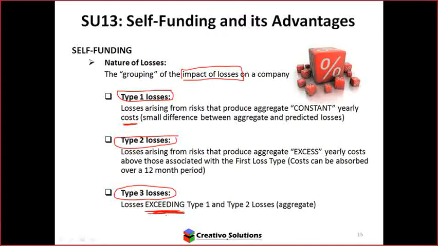Okay, but just remember its severity. So type 1 is low, type 2 is a bit more severe, type 3 is the worst. You don't want type 3 losses to occur because they're exceeding type 1 and type 2. So if we're looking at self-funding, which losses would you be comfortable self-funding? 1 and 2. Why do you say 1 and 2? Because it's not as severe as 3. Correct. But we need to also consider the insurer.